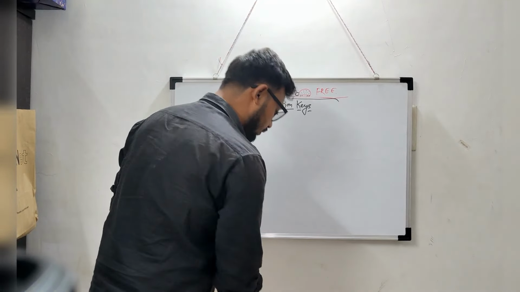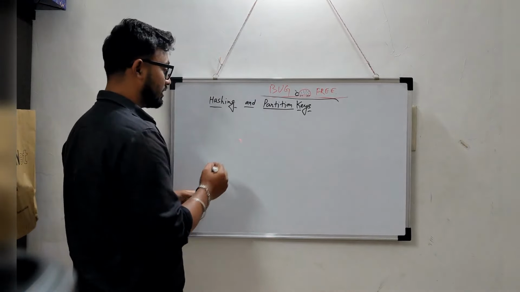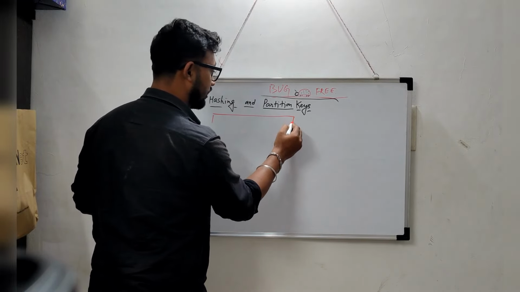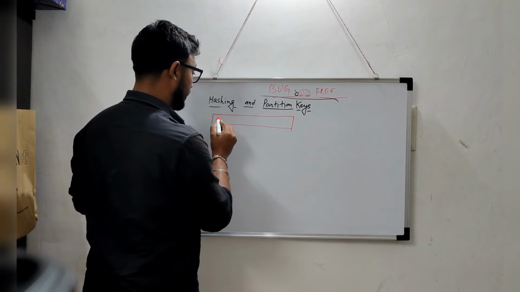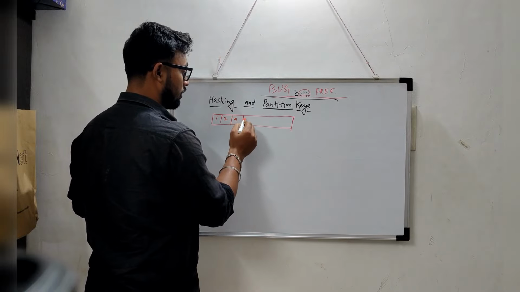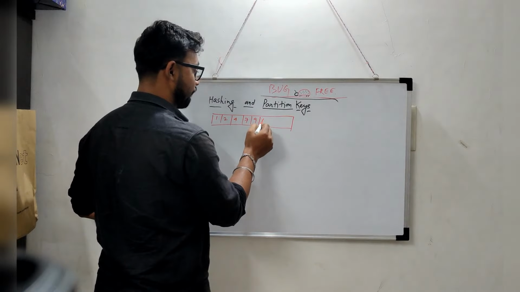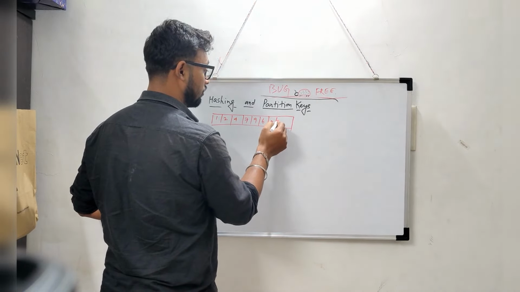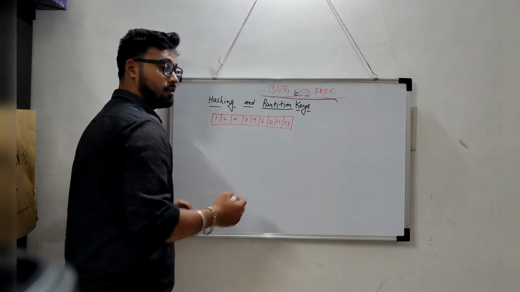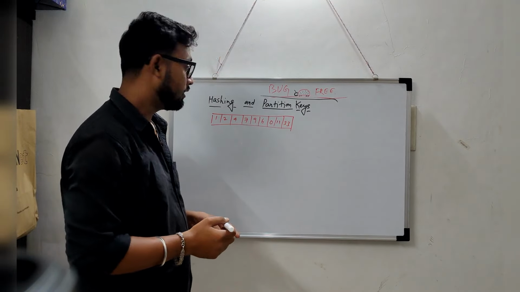Okay, so we'll simply take a list of numbers here. Say the list or array, let's have any random numbers: 1, 2, 4, 7, 9, 6, 0, 11, 33. So we have an array of integers here, right?